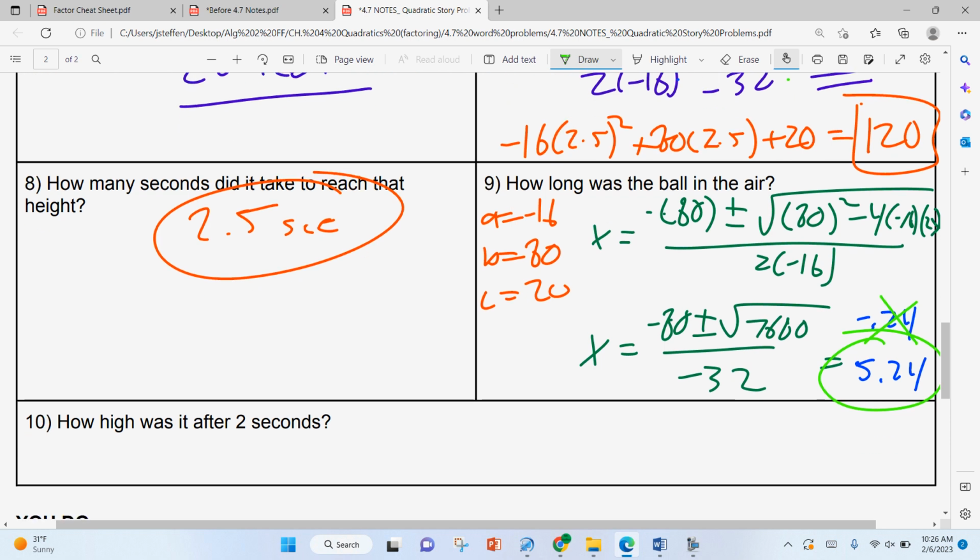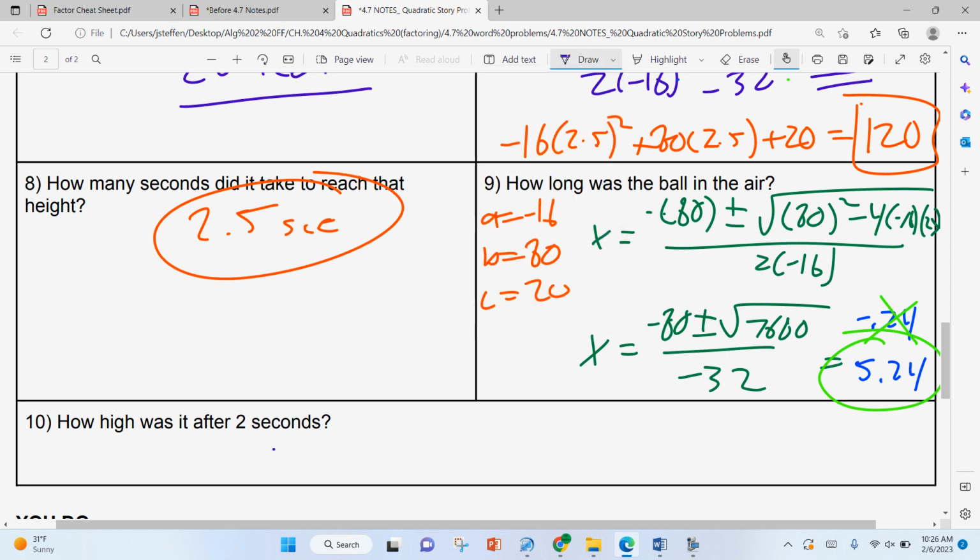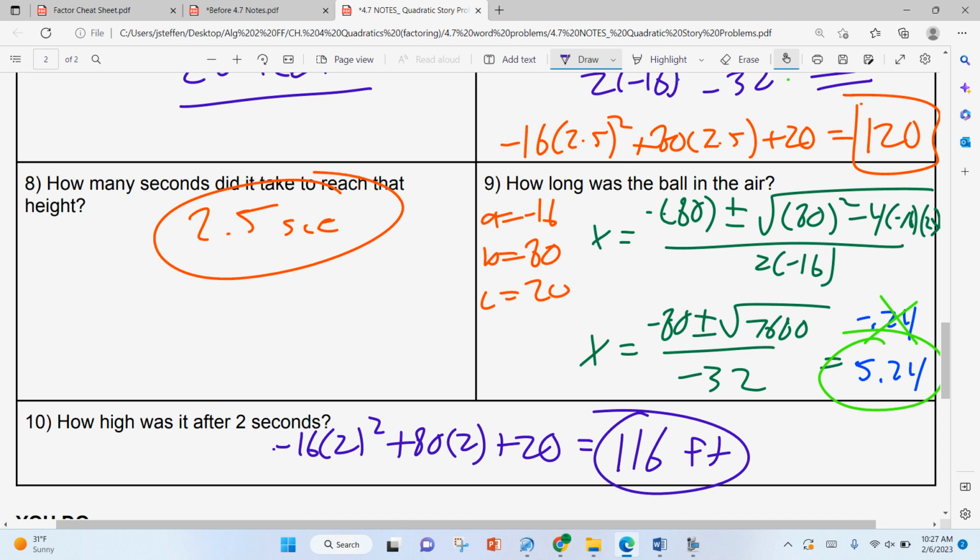And number 10, what is it after 2 seconds? Again, you're plugging into your original equation. That's negative 16 times 2 squared plus 80 times 2 plus 20. Negative 16 times 2 squared plus 80 times 2 plus 20 is 116 feet. So after 2 seconds after I hit it, 116 feet.